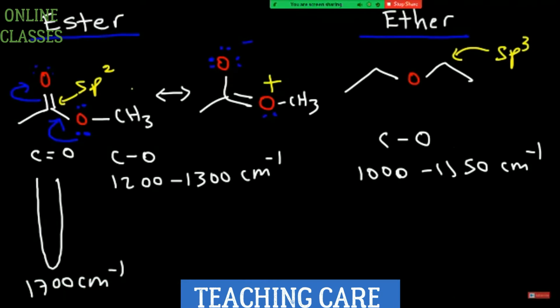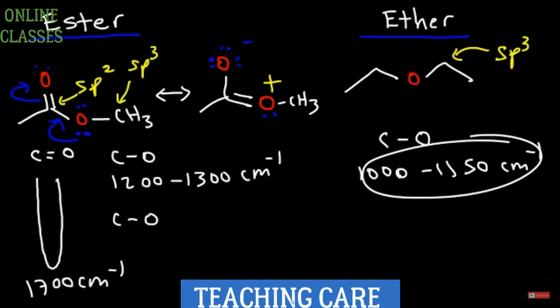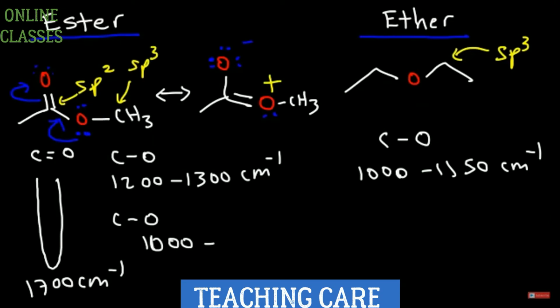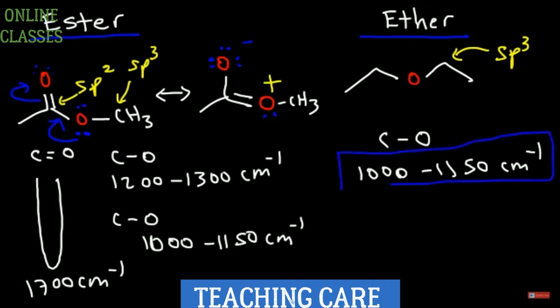Now we do have an sp3 carbon attached to the ester. So therefore, we're going to have this signal as well for the ester on the left. We're going to have two CO stretches, an sp2 CO stretch and an sp3 CO stretch. But the ether only has the sp3 CO stretch. And so that's how you could distinguish between an ester and an ether.